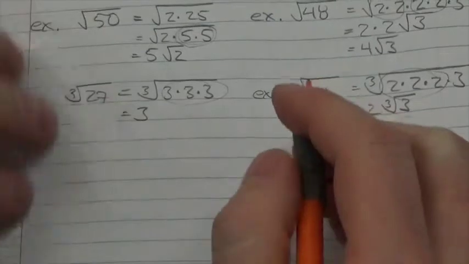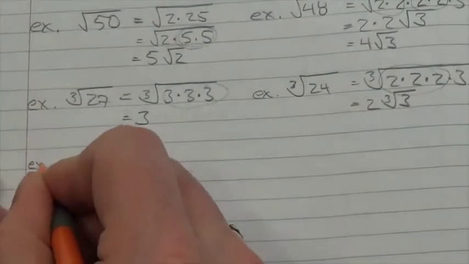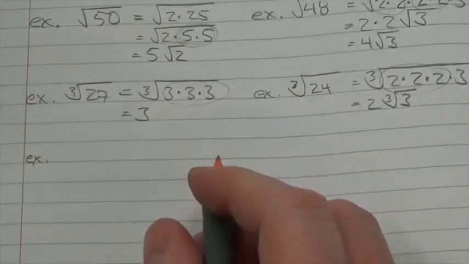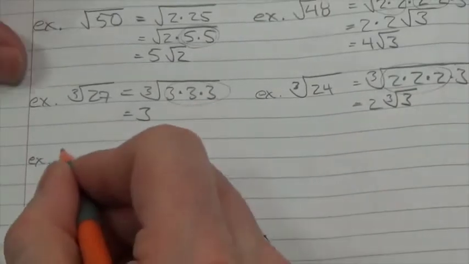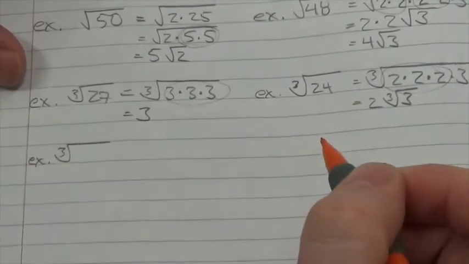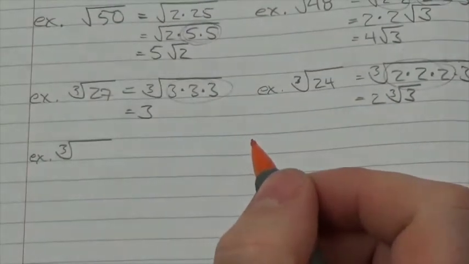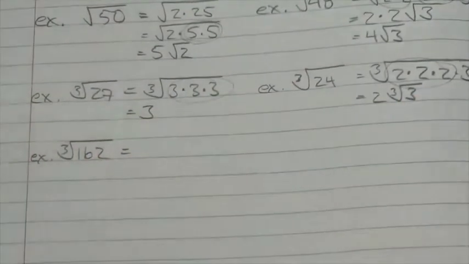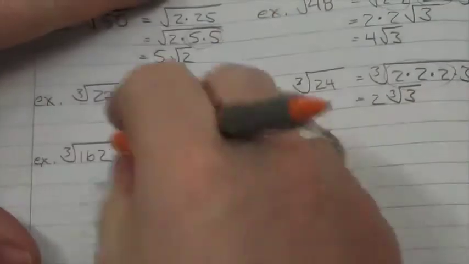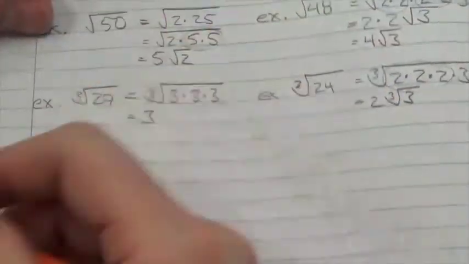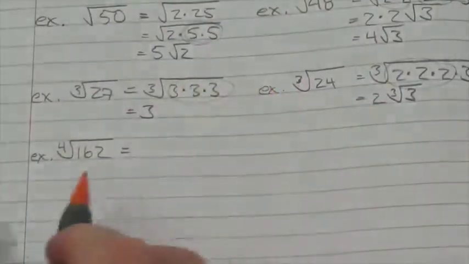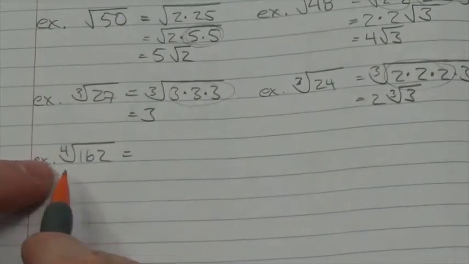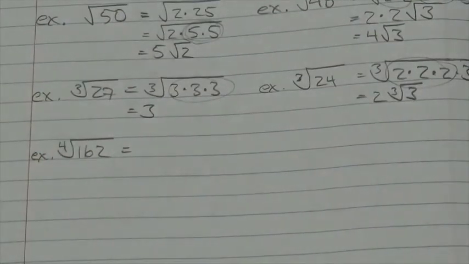Now, how do I make this even more difficult? Well, for example, maybe I do something like this. Maybe I take the cube root of, let me just think here. Let's say 162. Or sorry, not the cube root. Let's make it even more interesting. Let's make it the fourth root. So now, as soon as I start talking about the fourth root, in my mind, what on earth am I talking about?